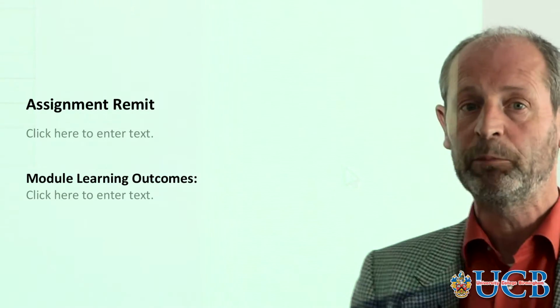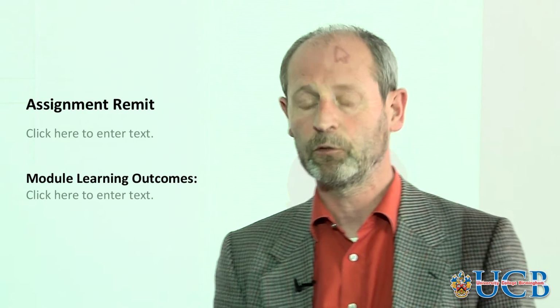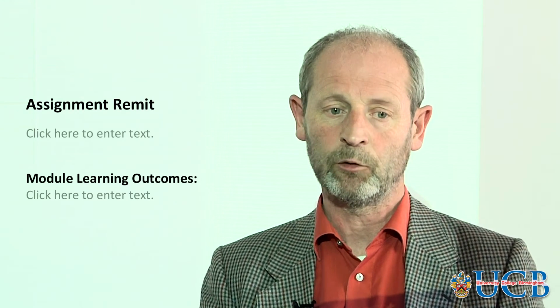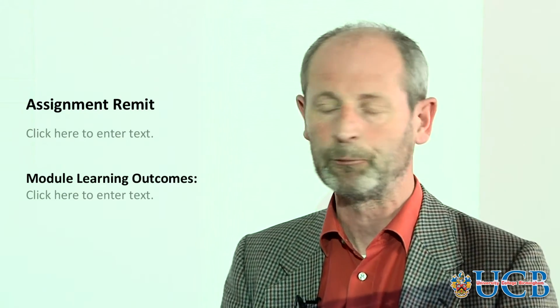Listed underneath that box, you'll see the assignment remit, and that is the question you need to address. Typically it might well be a question that asks you to discuss an issue. If you're in your final year or you're a level 5 student, it could well be that it's asking you to critically evaluate a particular issue.